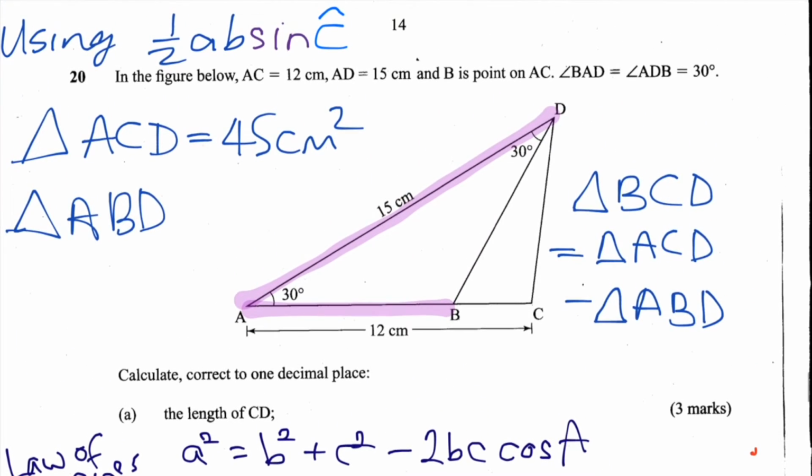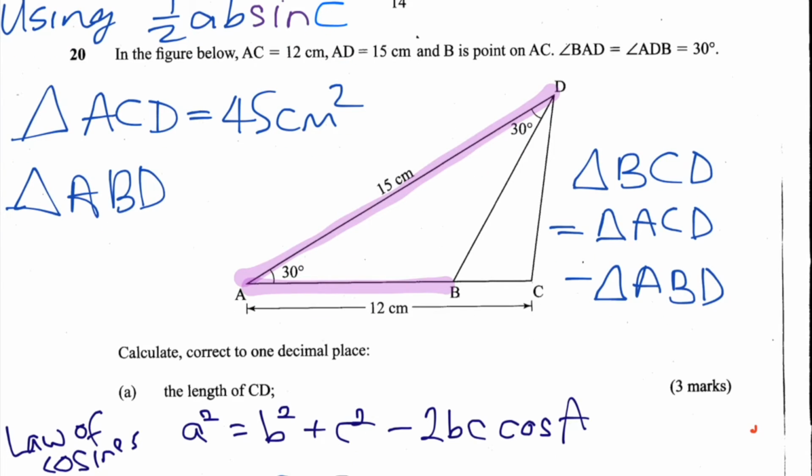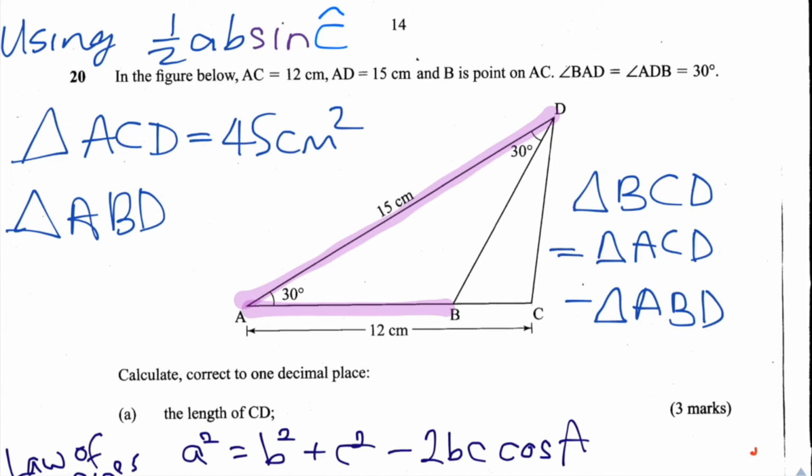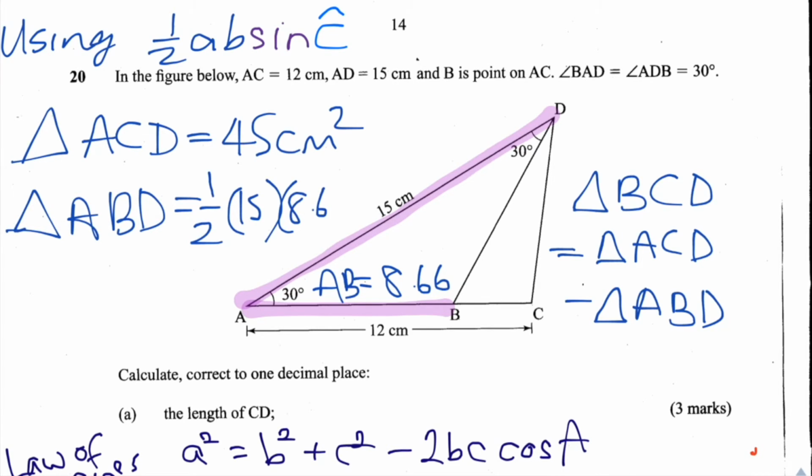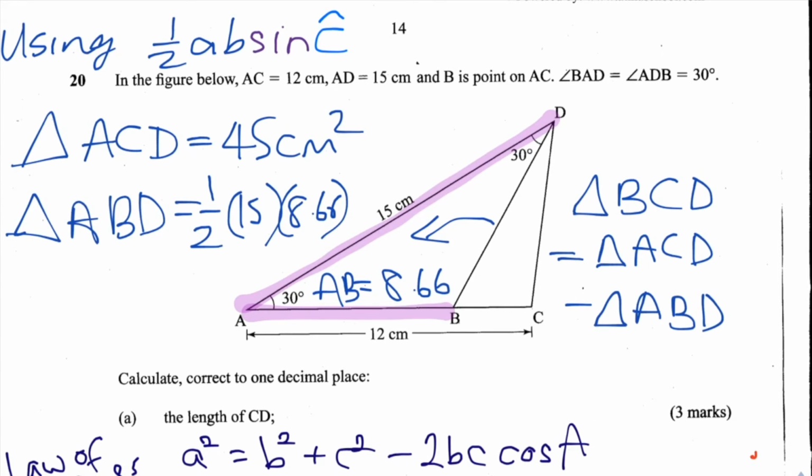I think it's best to work to at least 2 or 3 decimal places so that when we get our answer, it's correct to 1 decimal place. We're going to take AB to be 8.66. So the area of triangle ABD is a half times by 15 times by 8.66. And then we need to find out which angle we're using. We're using these lines as our lengths, AD and AB, so BD is unused. The angle directly opposite to BD is this angle of 30 degrees. So that's times by sine 30 again.